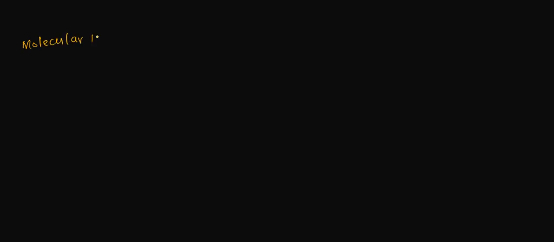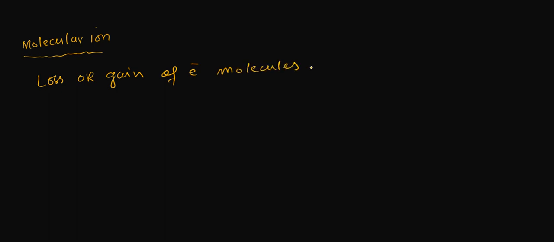Molecular ion. Up till now we have studied ion formation in elements, where there is a loss or gain of electron. When this loss or gain of electron occurs in molecules, it is called a molecular ion.